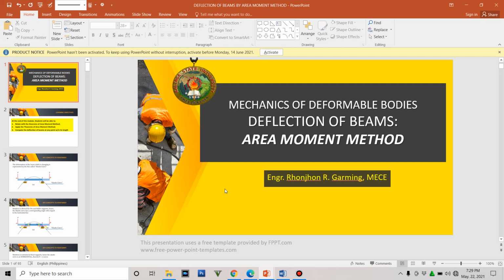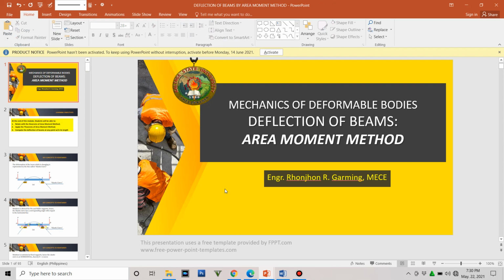Deflection of beams is actually one of the highlights of your subject, mechanics of deformable bodies. Remember na yung beam is isa yan sa structural member. And normally, beams are investigated by its deflection, lalo na pag mahaba. Okay? We cannot really prevent members from deforming or deflecting. So, meron at merong deflection yan.